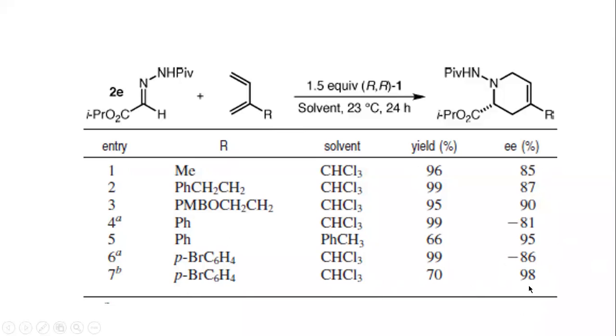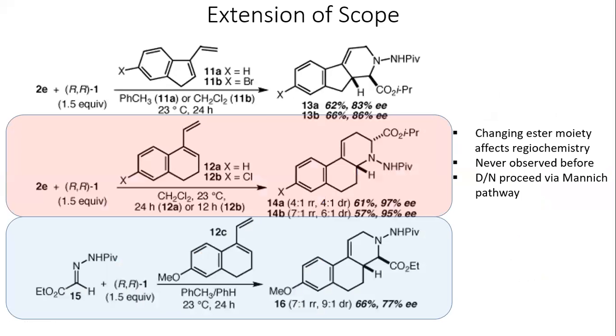98%. I'm assuming that this is minus 81 because you get the other enantiomer. Because normally the EE is not reported as a negative number. So I'm assuming they did that to say that you get the opposite enantiomer here. But you got 85%, 87, 90%. So that's pretty remarkable.